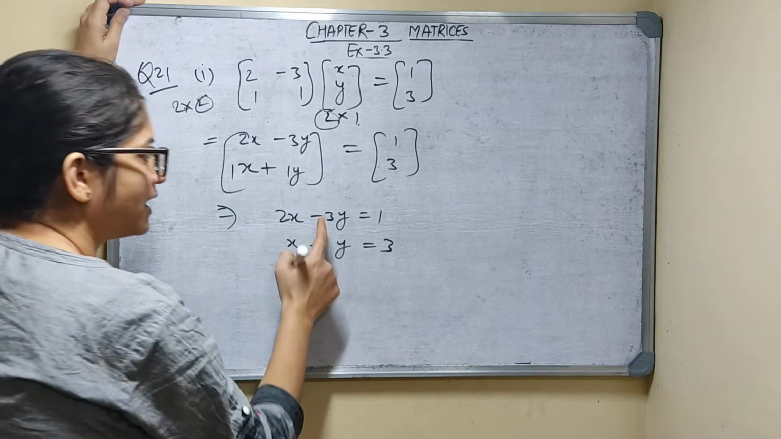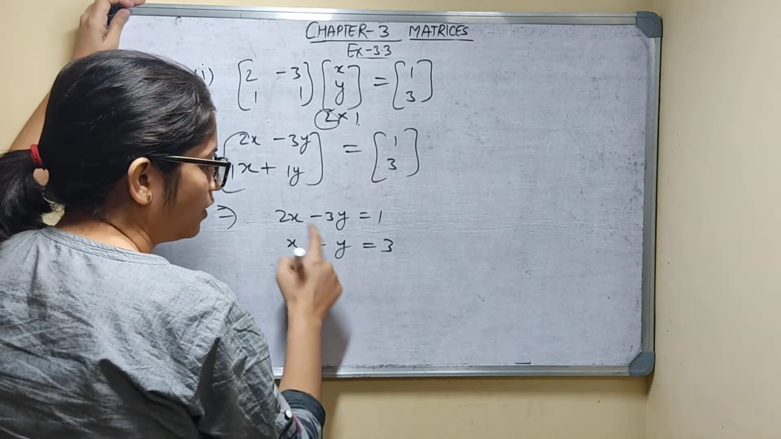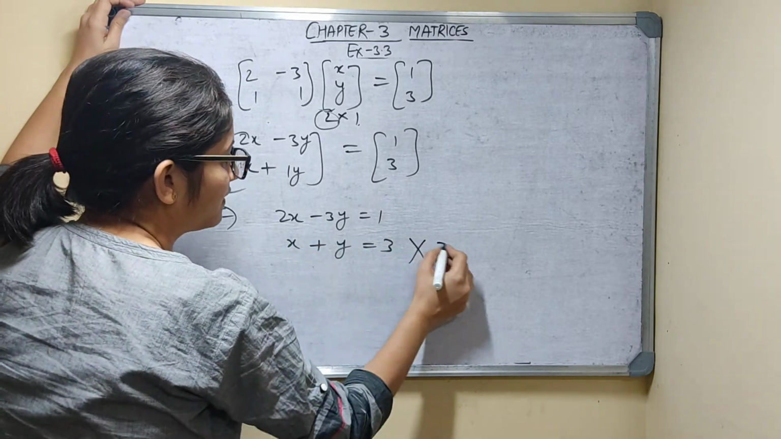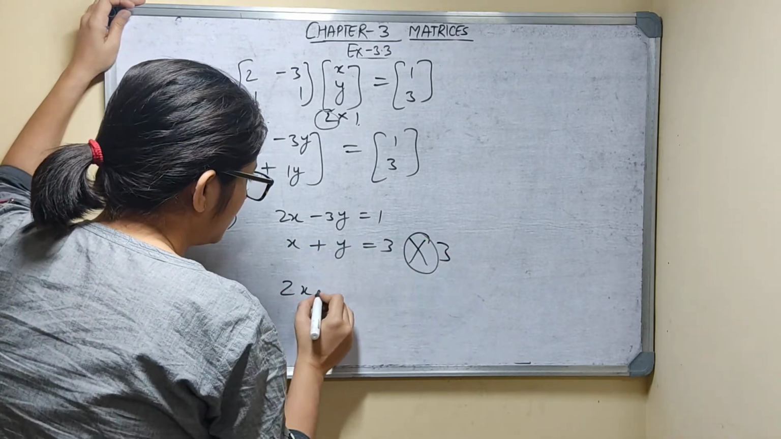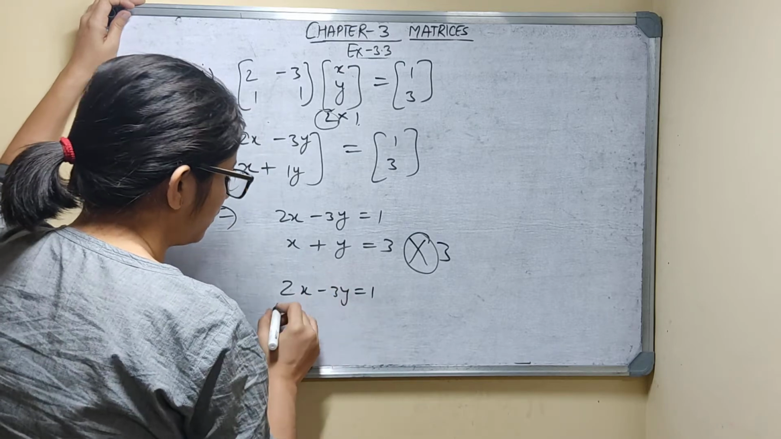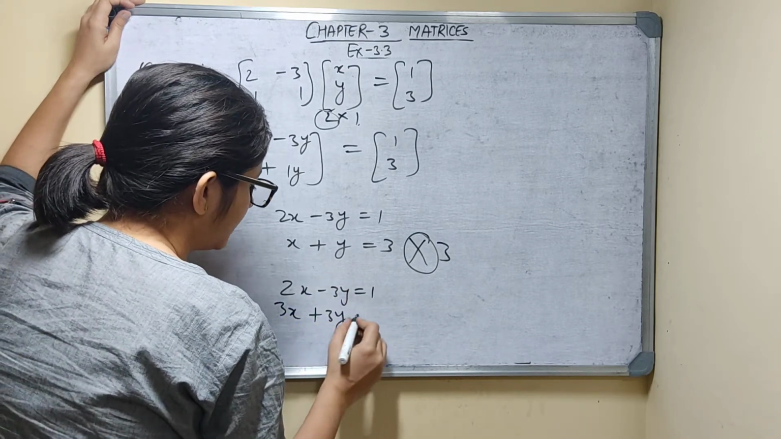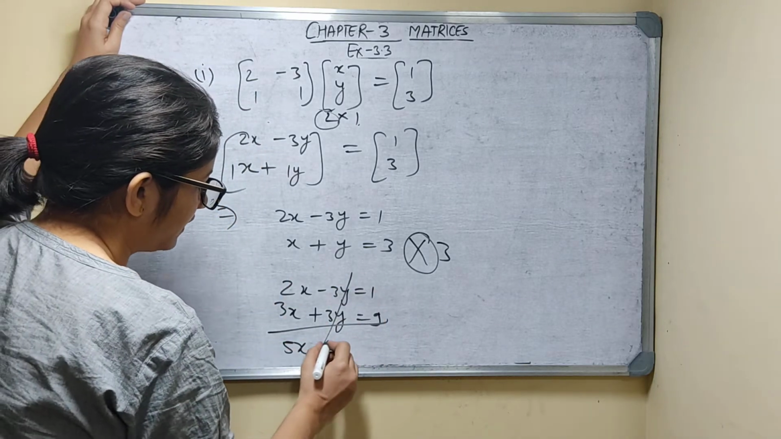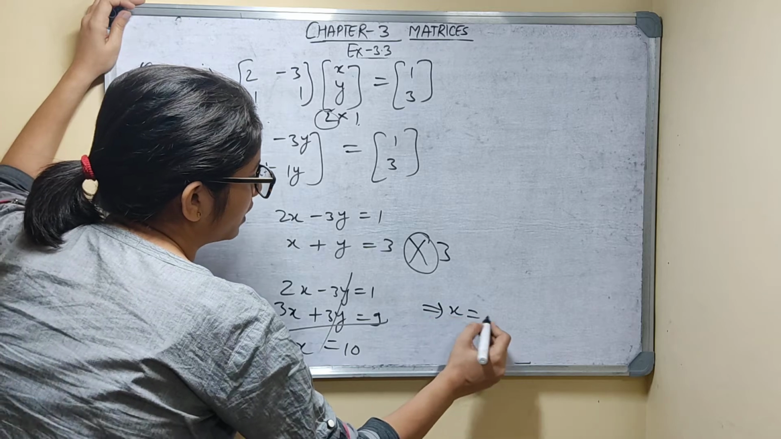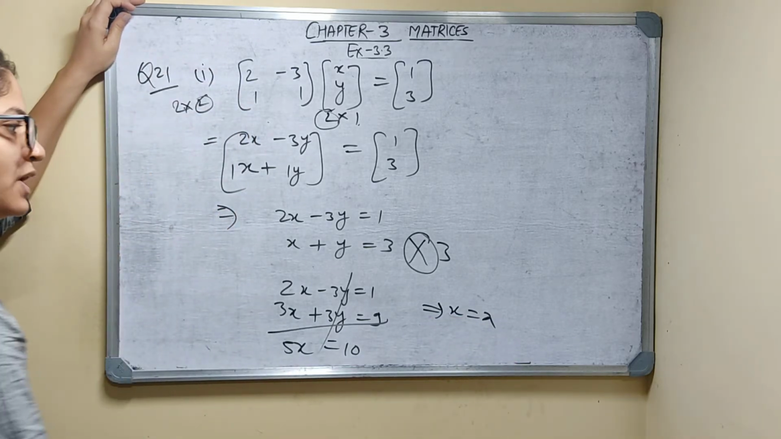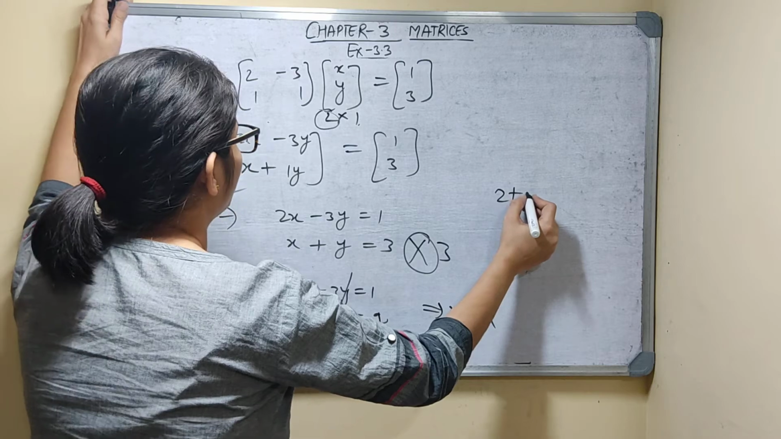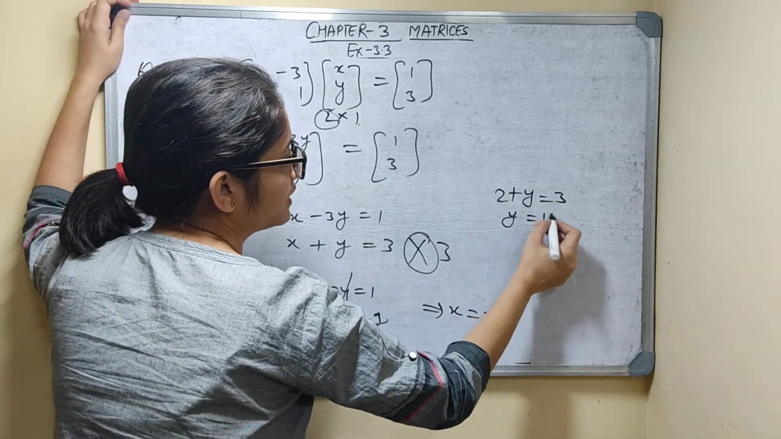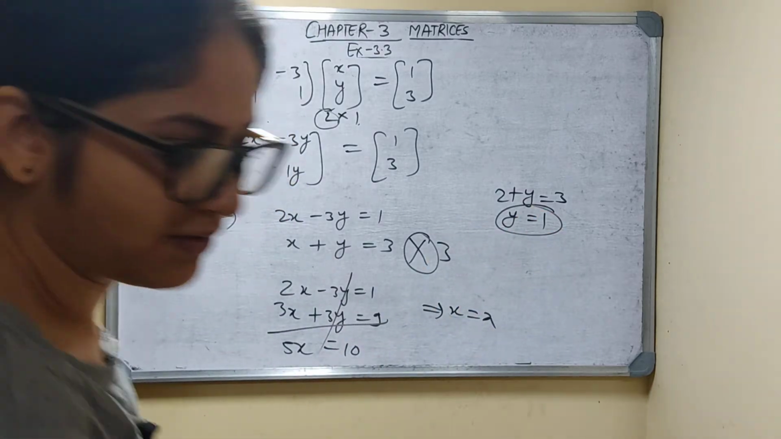I can make coefficients equal, of y or x or whatever you want. I am making coefficients equal of this y. So multiply this equation with 3. So this 2x minus 3y is equal to 1. This will be 3x plus 3y is equal to 9. Minus 3y plus 3y cancel. 2x plus 3x, that is 5x is equal to 10. So x value is 10 by 5, that is 2. So x plus y is equal to 3, so 2 plus y is equal to 3. So y is equal to 3 minus 2, that is 1. X value is 2 and y value is 1.